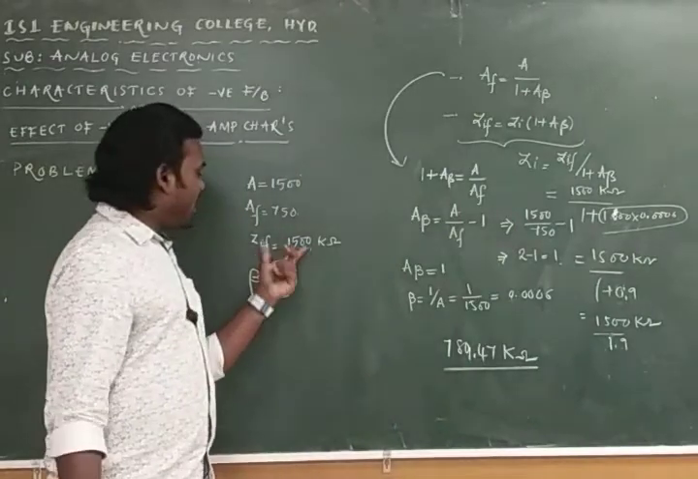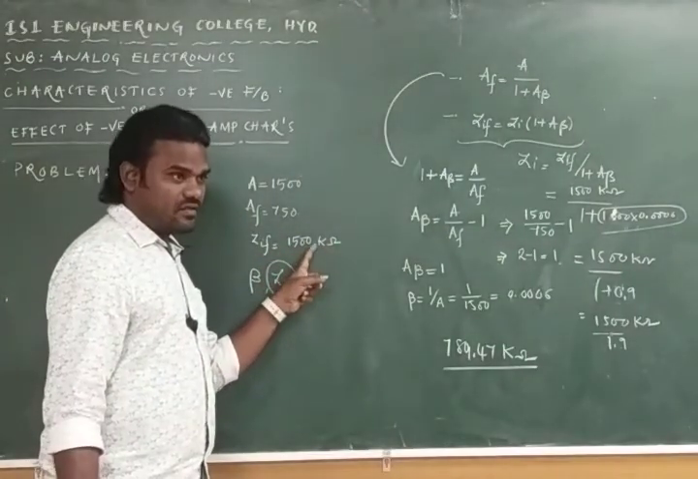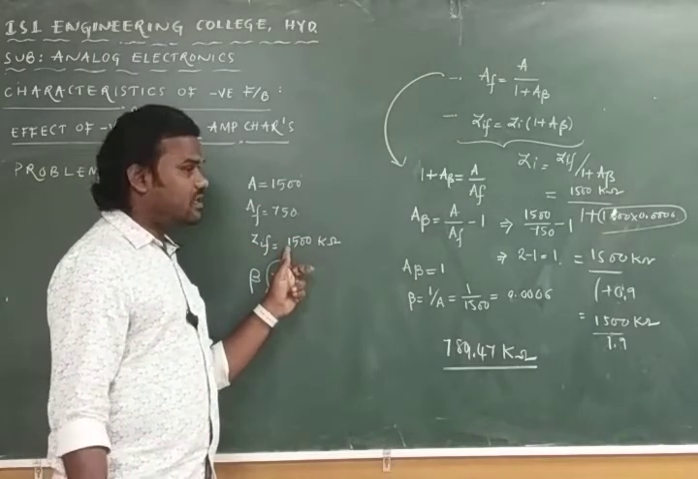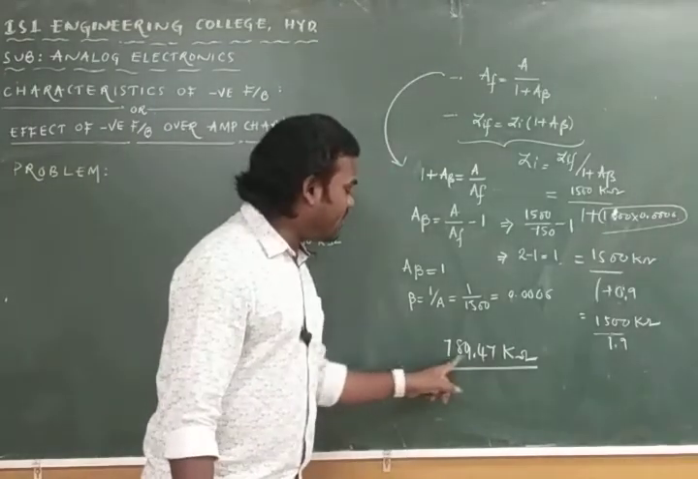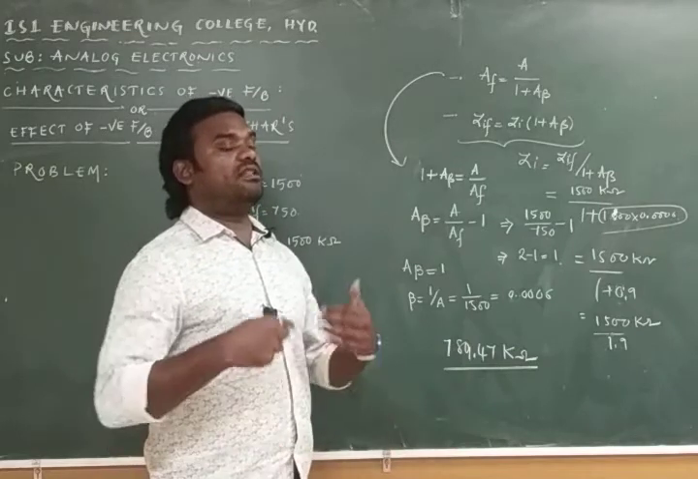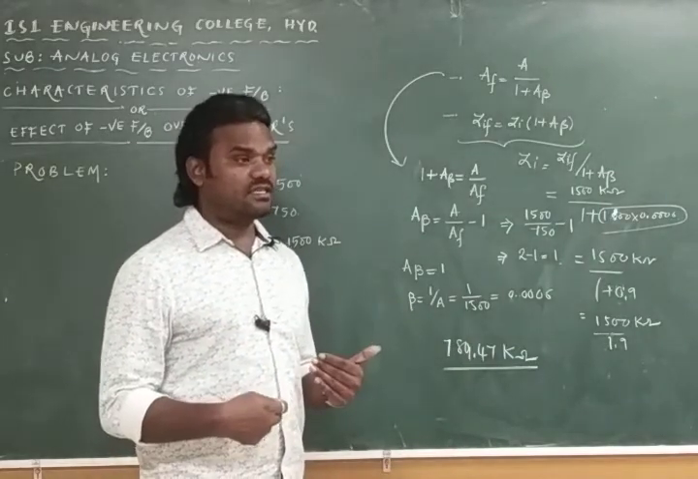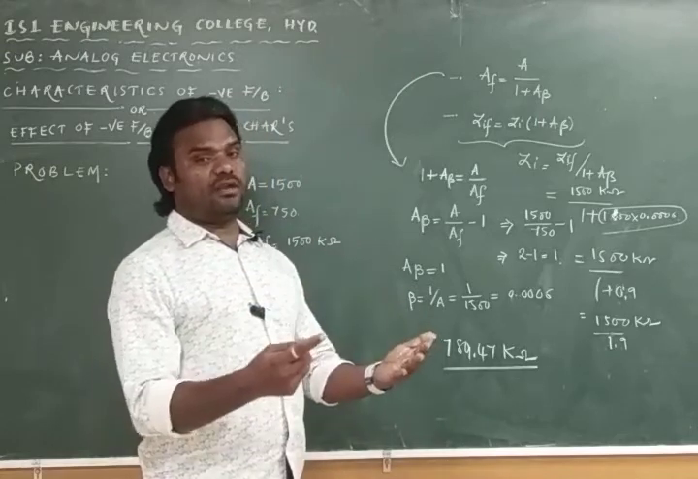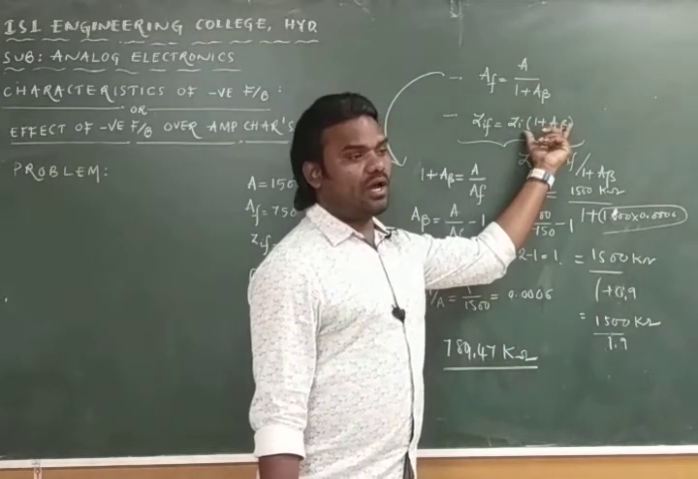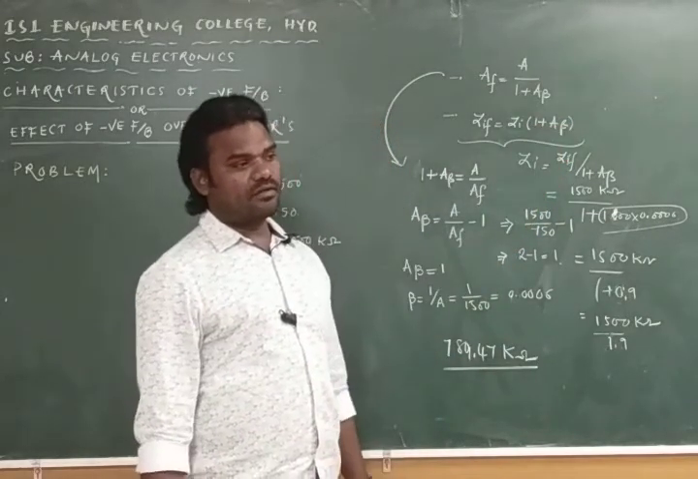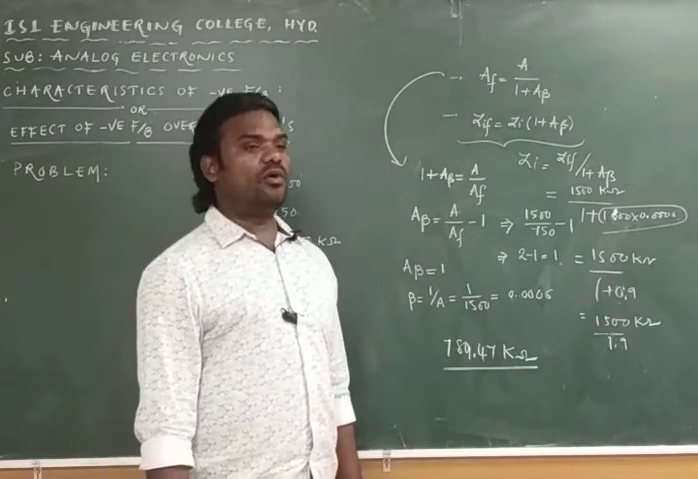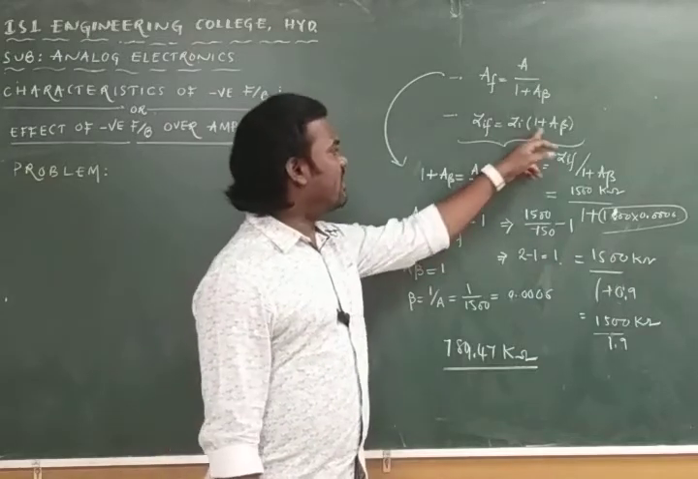See this one. After employing the feedback, what is the input impedance? 1500. Employing the feedback, input impedance is 1500 kilo ohms. Without employing the feedback, the input impedance is 789. That means what? By employing the feedback, does input impedance increase or decrease? By employing the negative feedback, input impedance increases by a factor of 1 plus A beta.